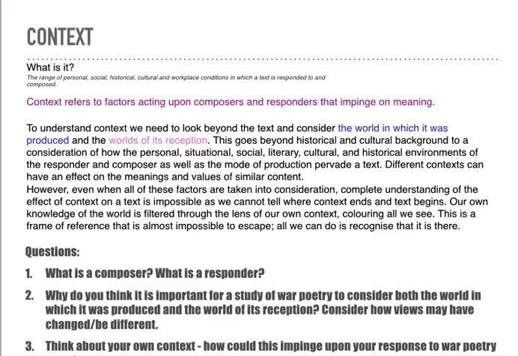So let's begin right here. The factors that act upon the composers. Who are the composers? The composers are the people that create the text, whether they be the authors, the artist, the illustrator, the director, the painter. They are the person that has created the text. They are the composer. So that's one of the terms that you need to know. So context refers to the factors acting upon those people, the composers.